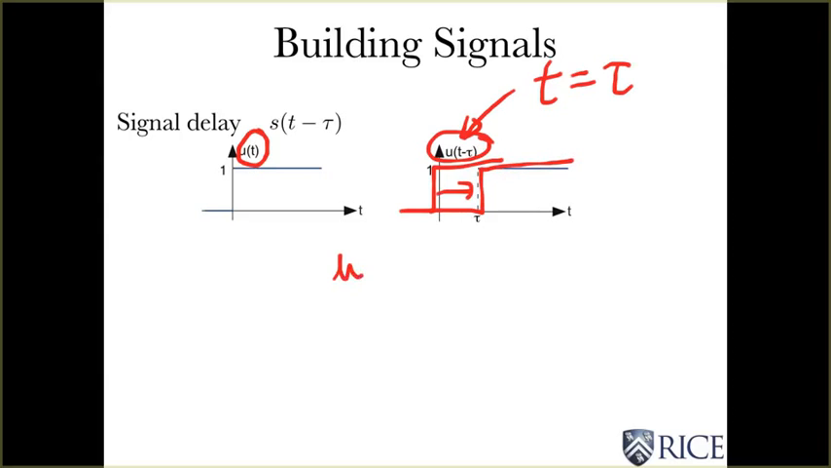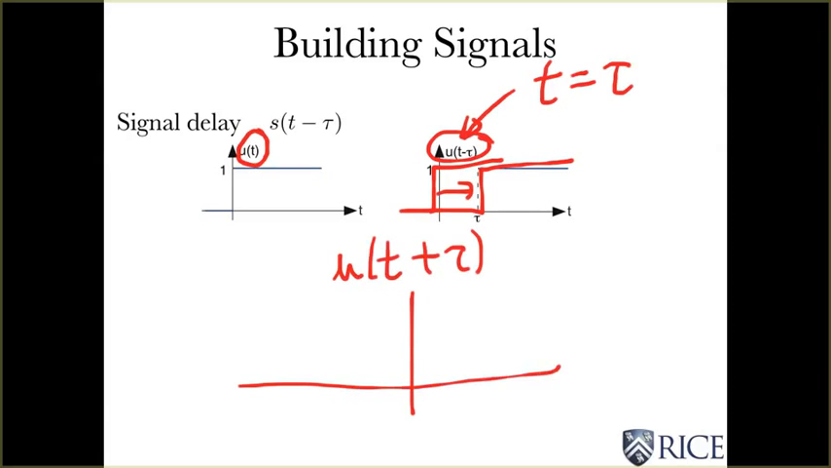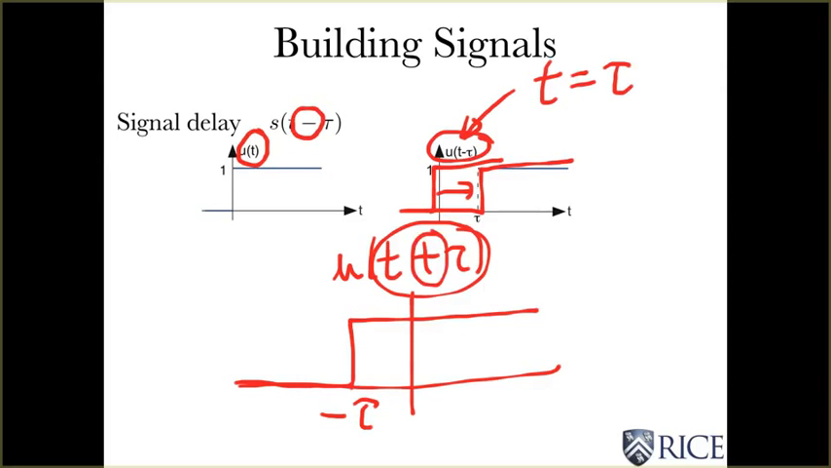So u of t plus tau is called a signal advance. That means this discontinuity now occurs at minus tau, wherever this argument is 0. We usually think of tau as being a positive number, so the sign in the argument here tells if it's a signal delay or an advance. But signal delay is going to be a very important thing in building signals, as you're about to see.